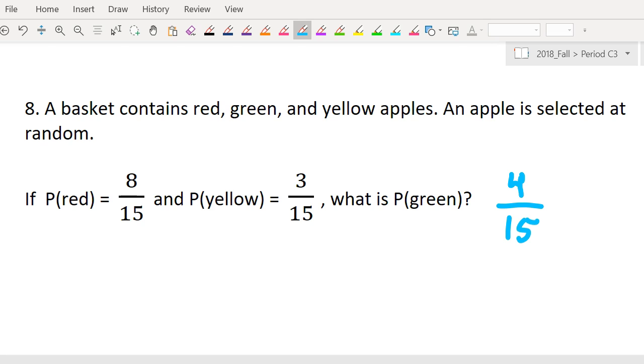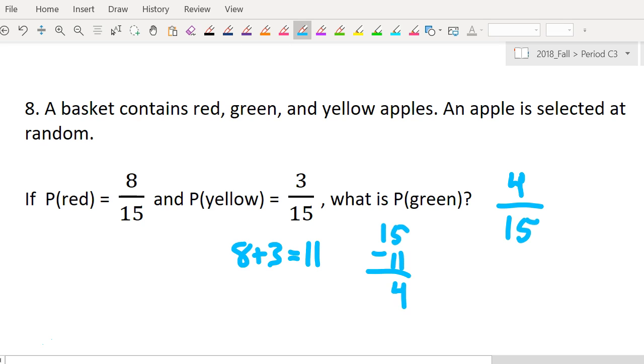Yep. Any questions? So since I made it so easy, you're going to spend 2 seconds to go 8 plus 3 equals 11, and then you're going to go 15 minus 11 equals 4, just to make me happy. All right.